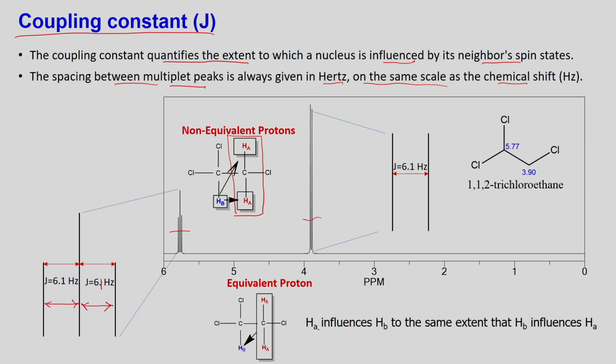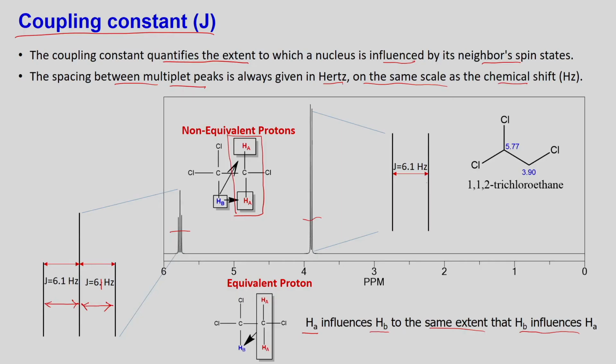So, it means that if both the values are the same, 6.1, it indicates that the type of nuclei Ha influences the other type of nuclei Hb to the same extent that Hb influences Ha. The way one nucleus influences the other nucleus is the same as the other nucleus influences it. Okay, now we see some more examples in the forthcoming slides.